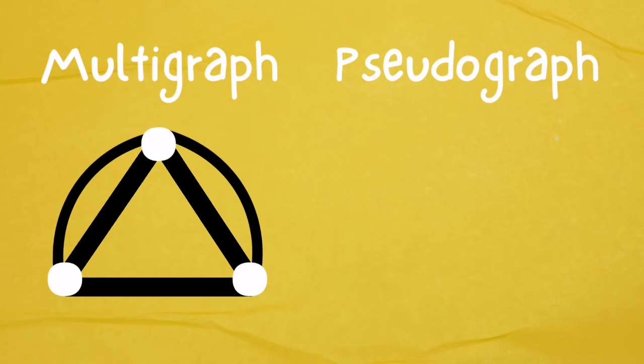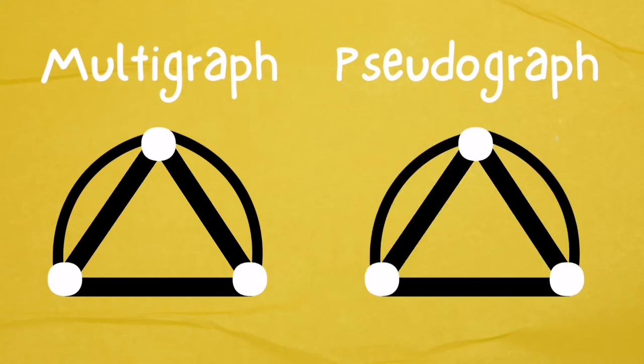For the third and fourth, we have the multigraph and the pseudograph. A multigraph is a graph with multiple edges on at least two same pairs of nodes, while a pseudograph also has the property that allows multiple edges on two same pairs of vertices, but with the addition of being allowed to have loops on a vertex.